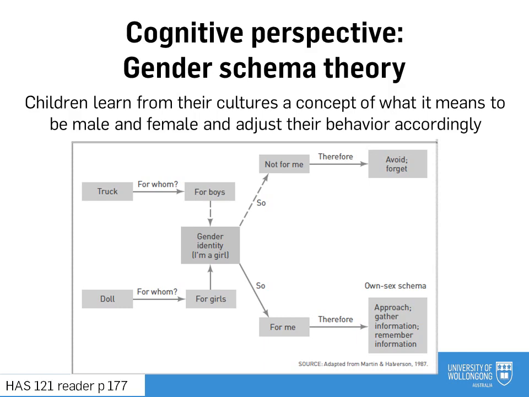So if you give children examples of males and females engaged in actions that would go against gender stereotypes, they have a hard time remembering those things. If they see a picture of a woman sawing wood, they might remember that it was a male sawing wood. And this comes out in real life too.